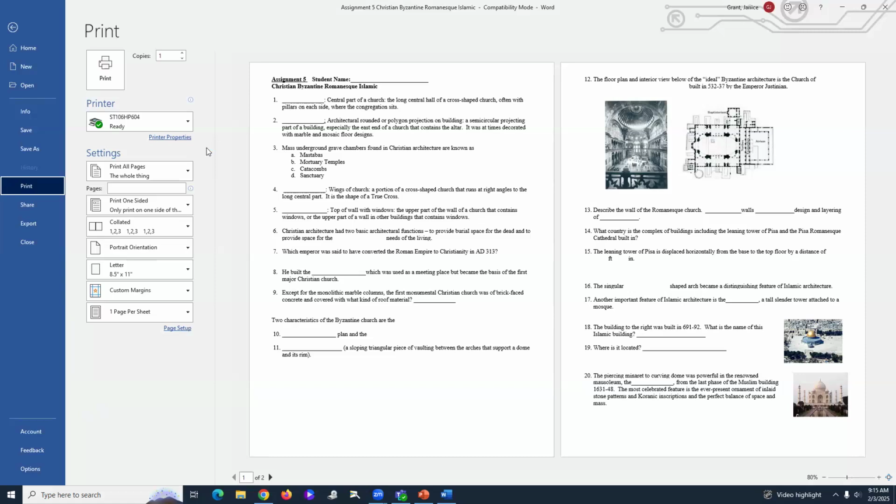And let's see. Let's just see if we can get like 10 copies of it. This is the printer.